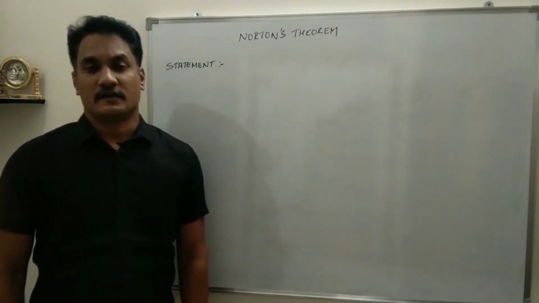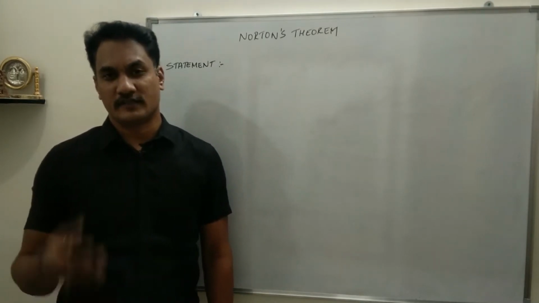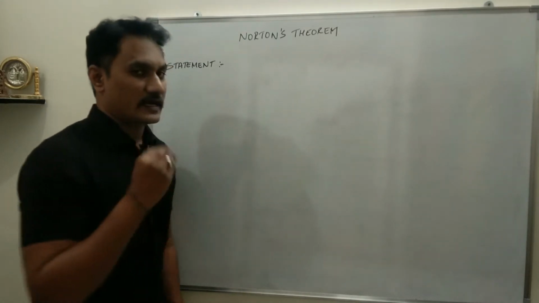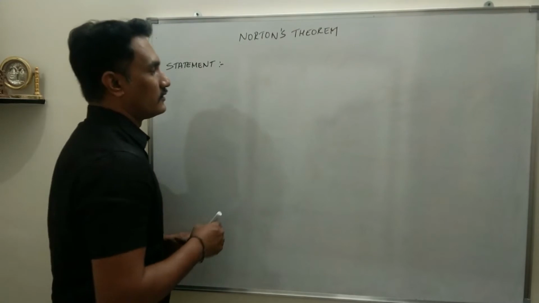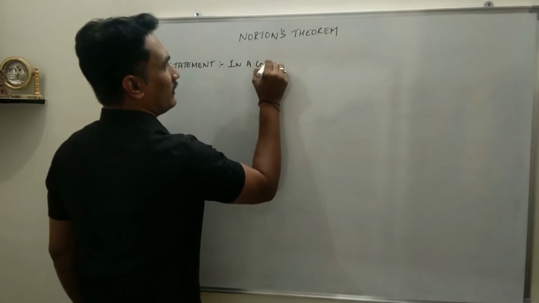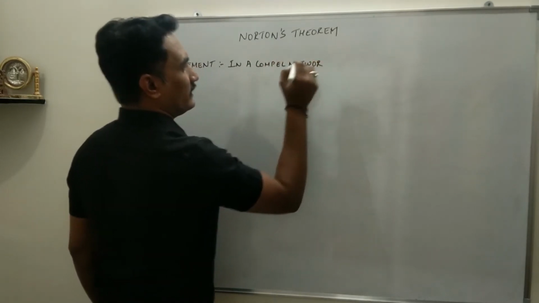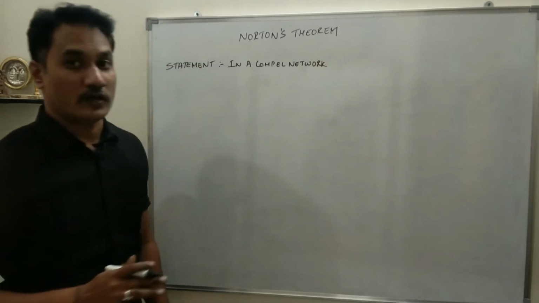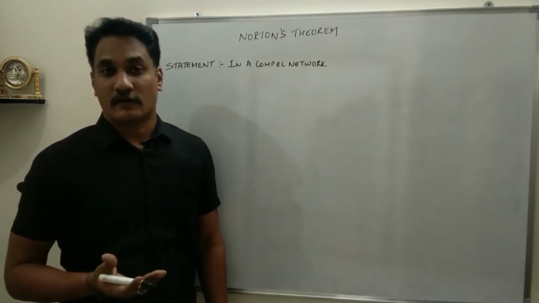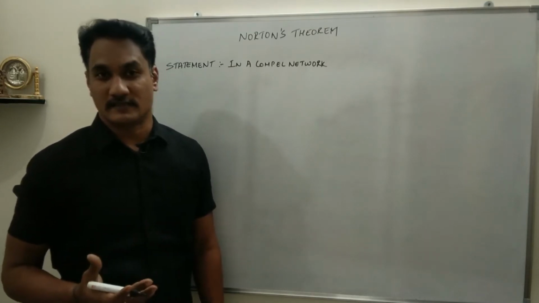The next theorem is Norton's theorem. On the same lines which we have done for Thevenin's theorem, we will try to understand Norton's theorem. Okay, let us first try to understand the statement for Norton's theorem. Statement is, in a complex network, now you know what exactly we mean by complex network. A complex network is an electronic circuit which has number of sources and number of resistances, right?